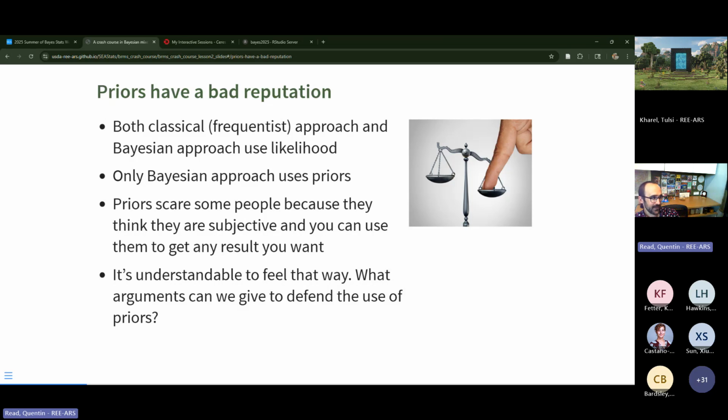That's the difference. Now, priors scare some people, they have a bad reputation. It is one of the reasons why Bayesian statistics were seen in an unfavorable light by many statisticians for many years, because people say, well, priors are subjective. They don't depend on the data. We as analysts set the priors. So why can't we just set them to get the result that we want, right? It's subjective. That's actually a decent argument. I mean, it's understandable that some people feel that way. Well, how would we as Bayesians respond to that argument?